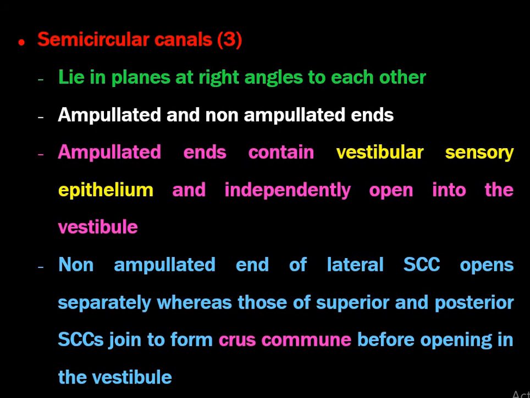The semicircular canals lie in planes at right angles to each other. They have both ampullated and non-ampullated ends, and ampullated ends contain vestibular sensory epithelium and independently open into the vestibule. Non-ampullated end of the lateral semicircular canal opens separately, whereas those of superior and the posterior semicircular canal join to form crus commune before opening in the vestibule.